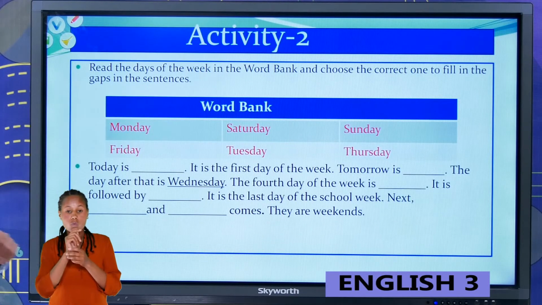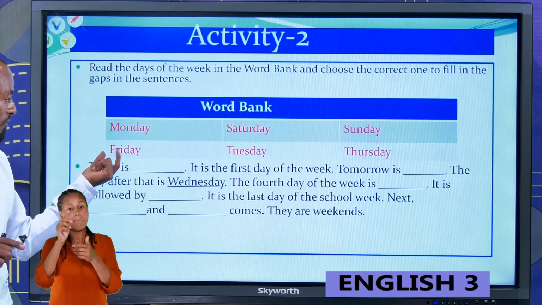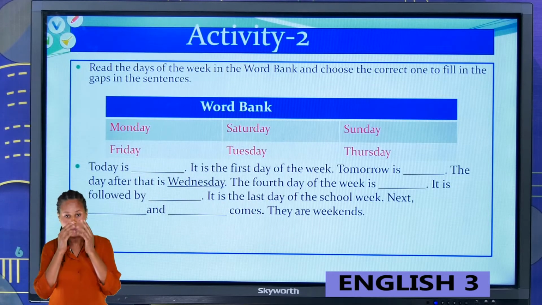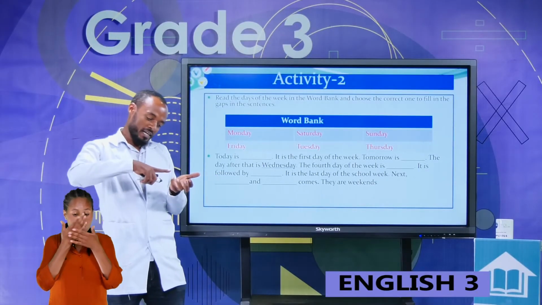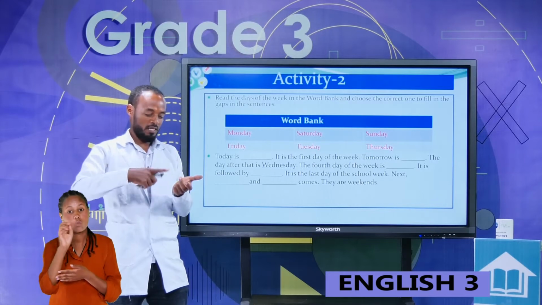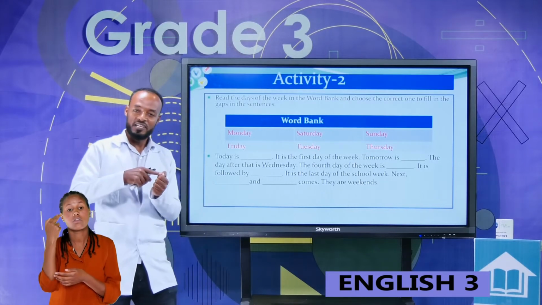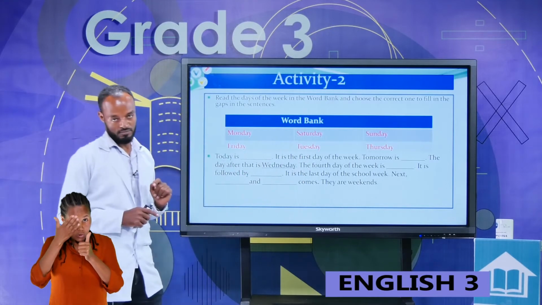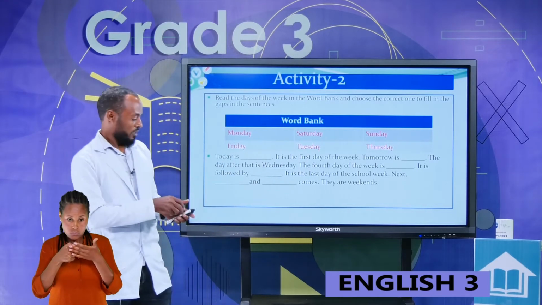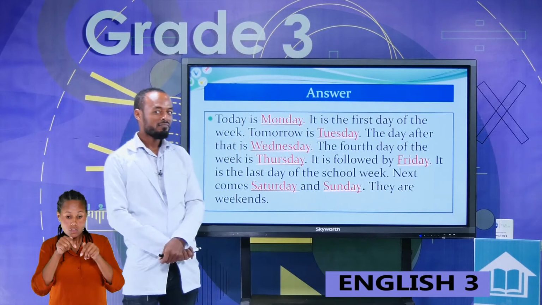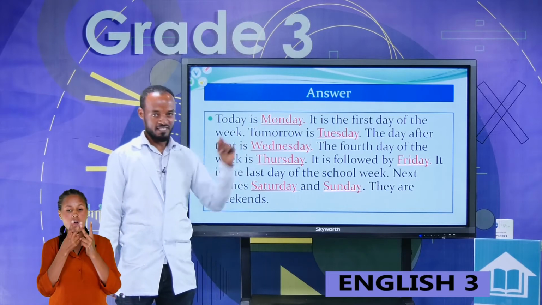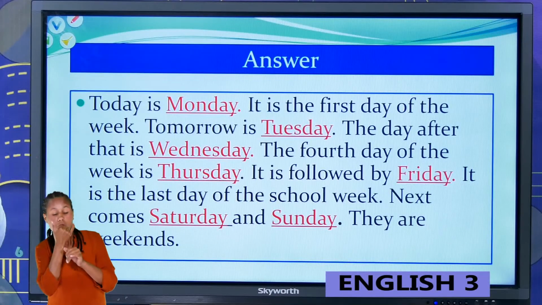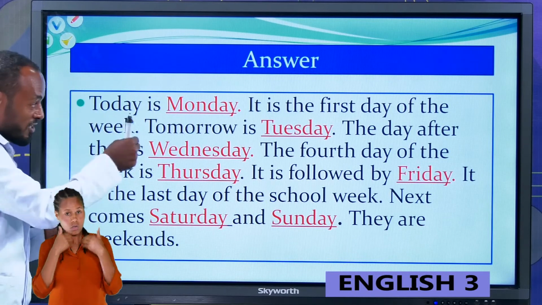So, to answer this one, we have to know Monday, Friday, Saturday, Tuesday, Sunday, Thursday, in their order. As we learned in the previous lesson, here we said Monday, Tuesday, Wednesday, Thursday, Friday, Saturday, and Sunday. According to that one, we are going to add this one. Here, this answer. If you answer like this, fantastic. If there are certain mistakes, or if there is a certain problem, please answer according to this one.